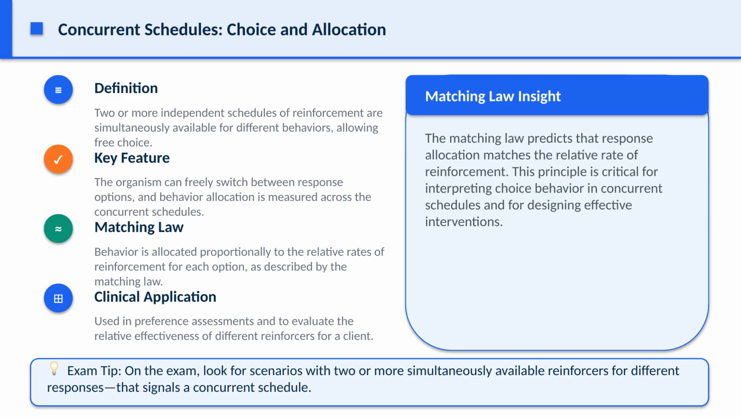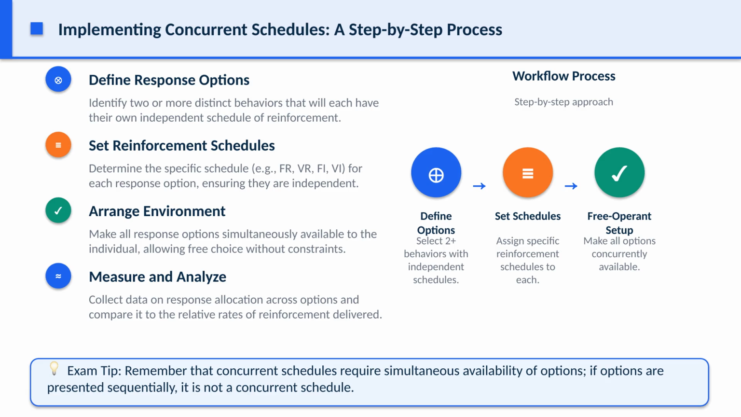a free operant context. When implementing concurrent schedules, the BCBA candidate must first define at least two distinct response options, each linked to its own independent schedule of reinforcement, such as one behavior on a fixed ratio schedule and another on a variable interval schedule. Next, you set those reinforcement schedules independently, ensuring that the delivery of reinforcement for one response does not alter the schedule for the other. The environment is then arranged so both options are simultaneously available, allowing the individual free choice without constraints. This is critical because it mirrors real-world settings where clients choose among competing reinforcers.